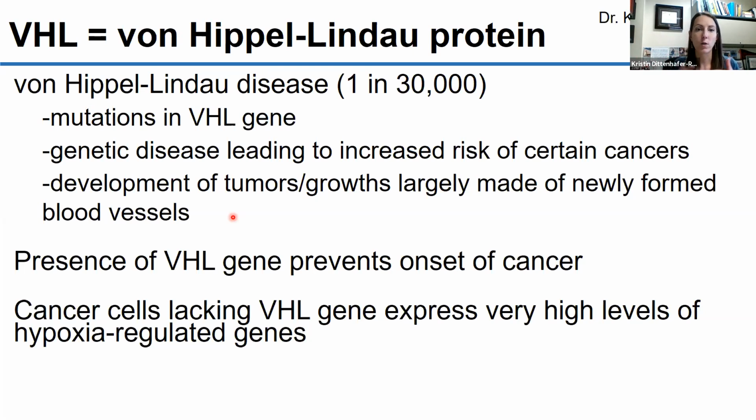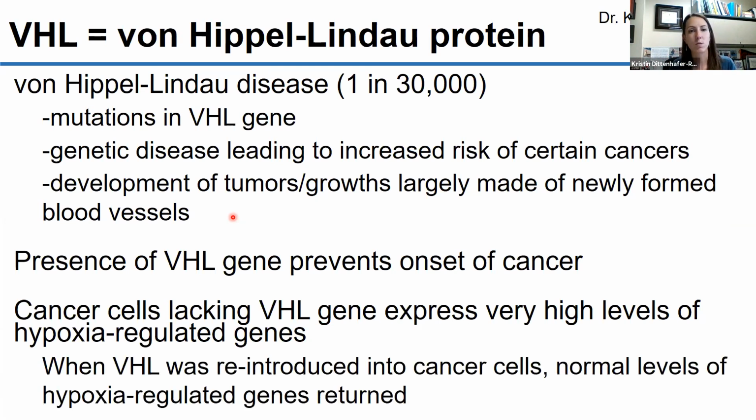HIF levels are no longer brought down because the protein was degraded. And so these cancer cells expressed high levels of the hypoxia-regulated genes. And as all good science, we want to always try to rescue this phenotype. And so Dr. Kaelin was able to reintroduce healthy VHL into these cancer cells and saw that the gene regulatory mechanisms were brought back to normal. So no longer was there this induction of hypoxia-regulated genes.